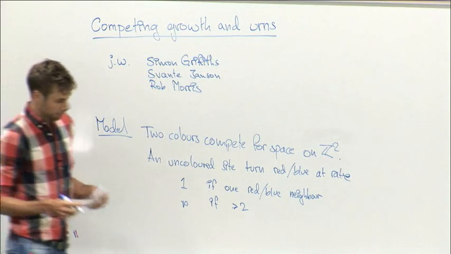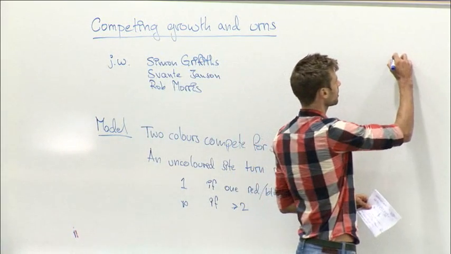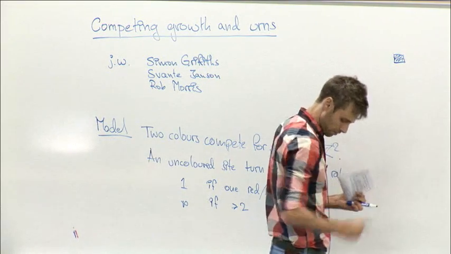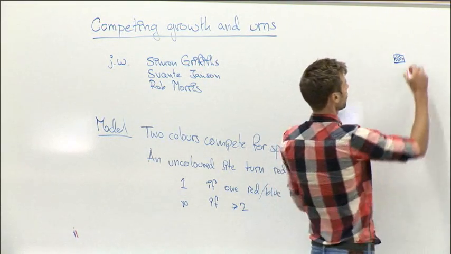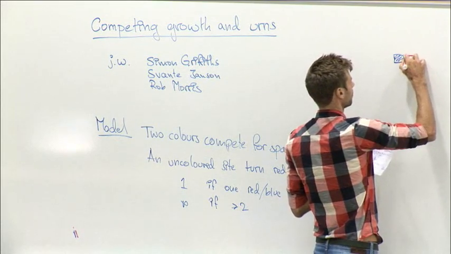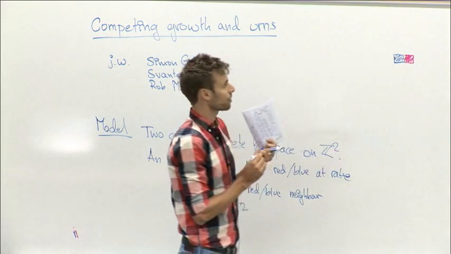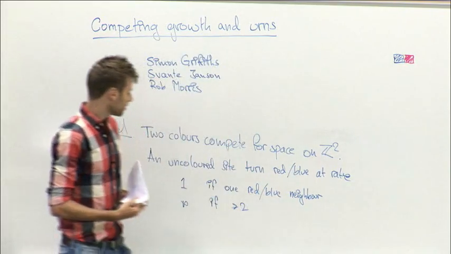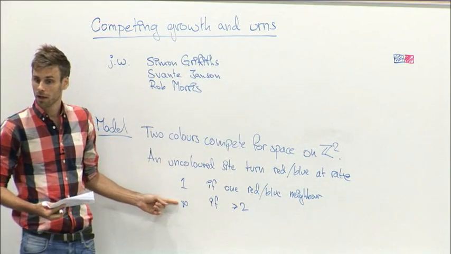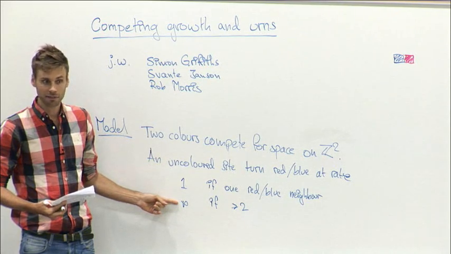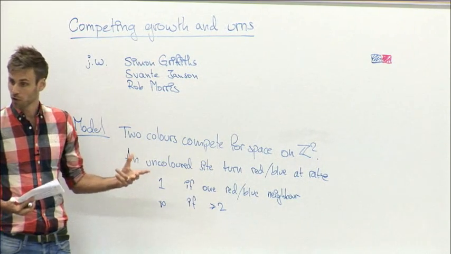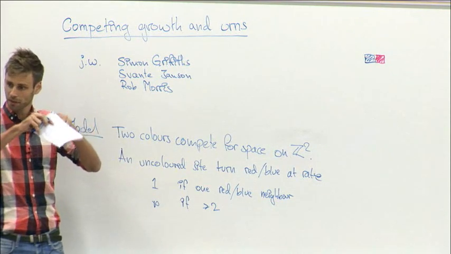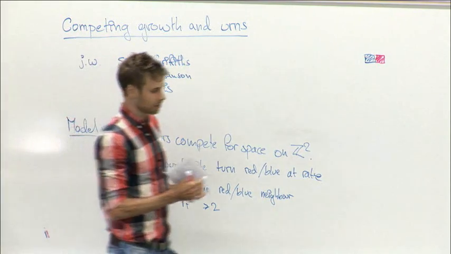So what we will observe here is that if, say, we start with one blue site and one red site, they're going to be growing. And the effect of instant infections when you already have two neighbors of one color means that you're never going to see any inside corners, which will fill out immediately.